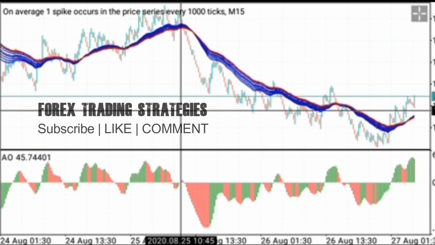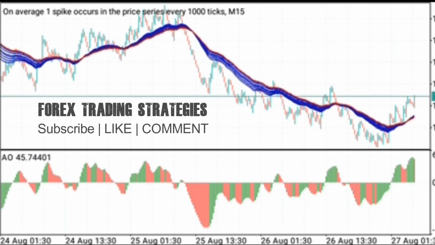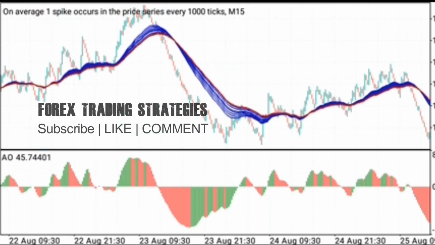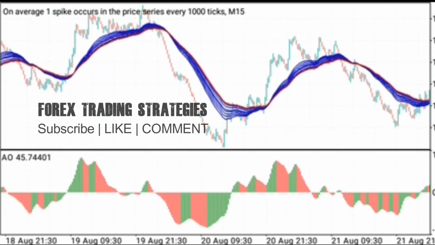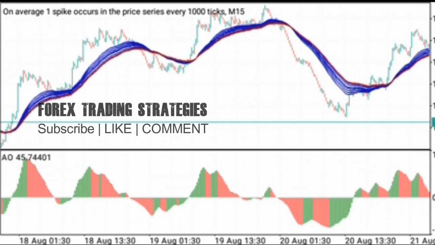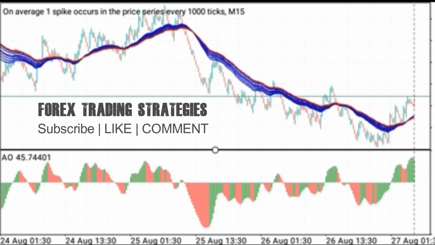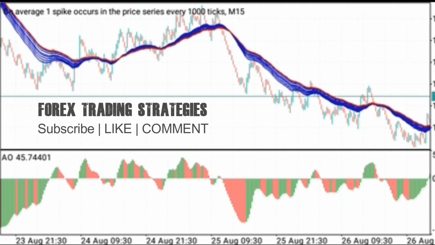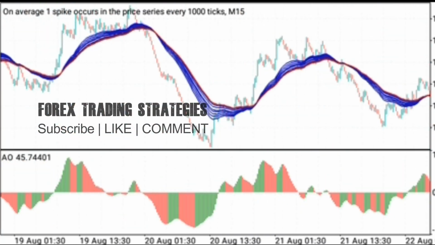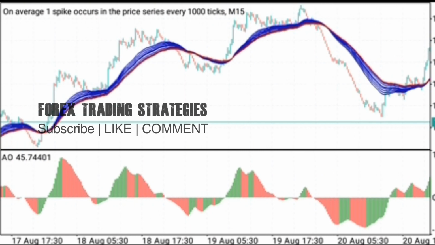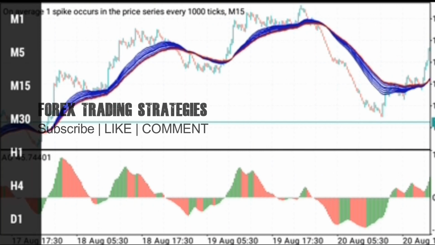This was boom, I think. Yeah, I chose boom. This is boom. So with this strategy, it takes away your need to be looking at your screen the whole time, because you are going to hold these trades for a long time.